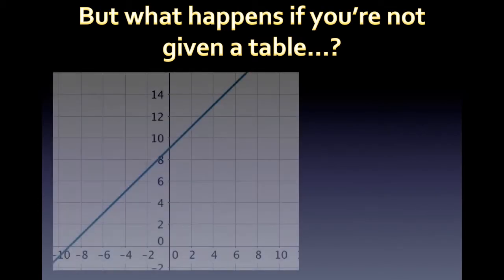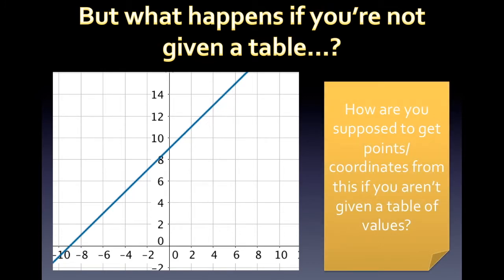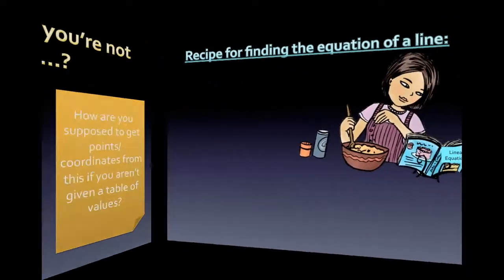What happens if you're not given a table? What happens if you're just given this graph, this Cartesian plane? How are you supposed to find the points if you're not given a table of values? So what do you do when all you get is the function on a Cartesian plane?